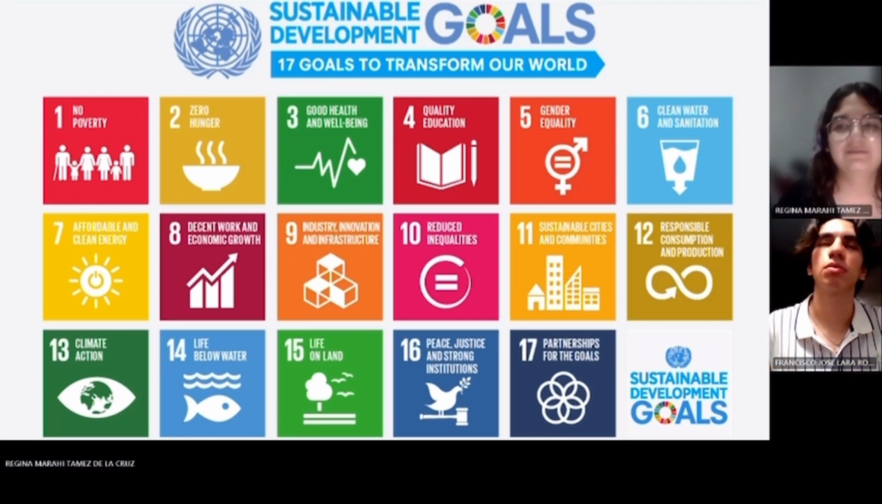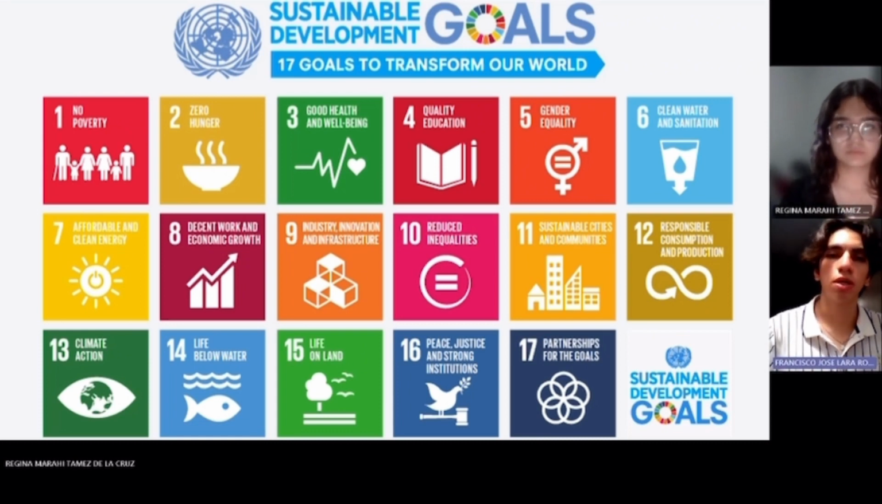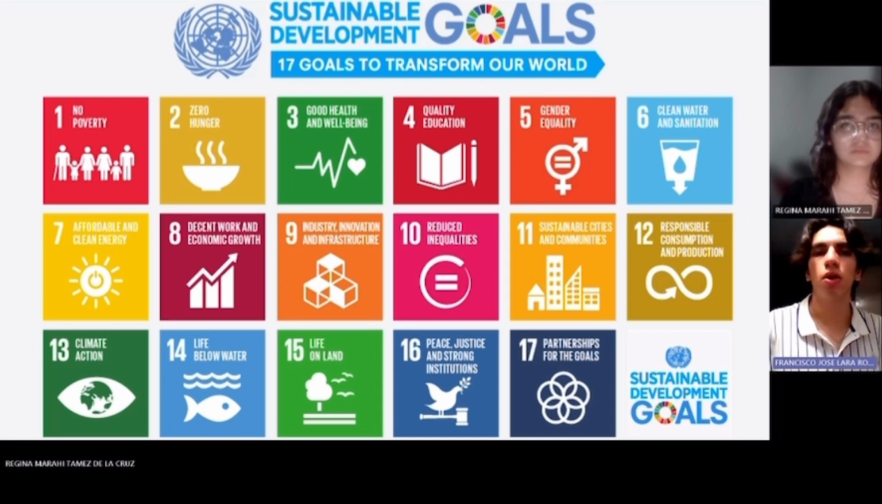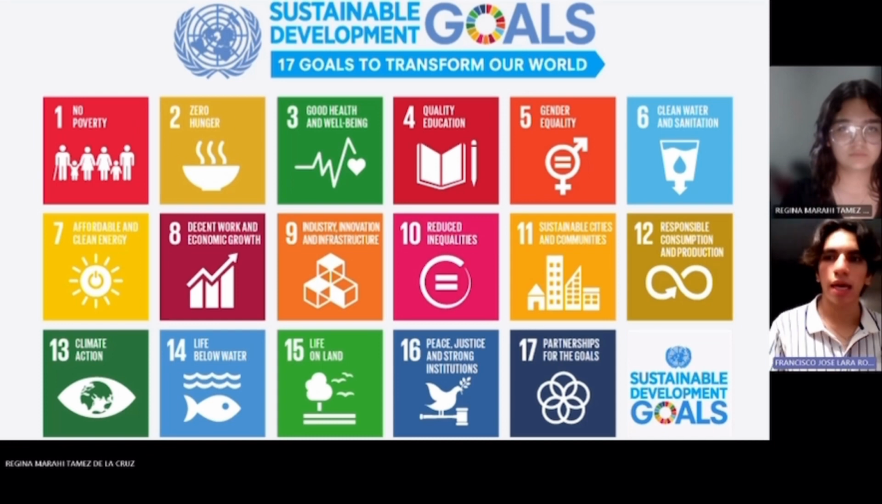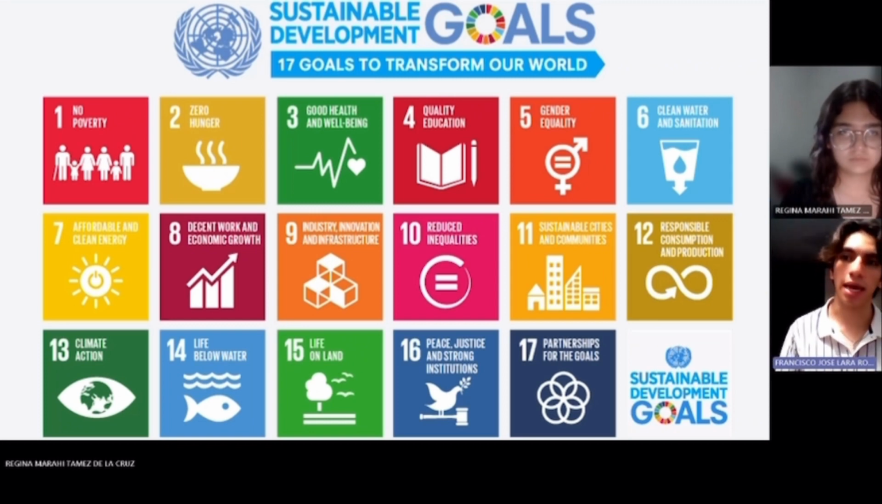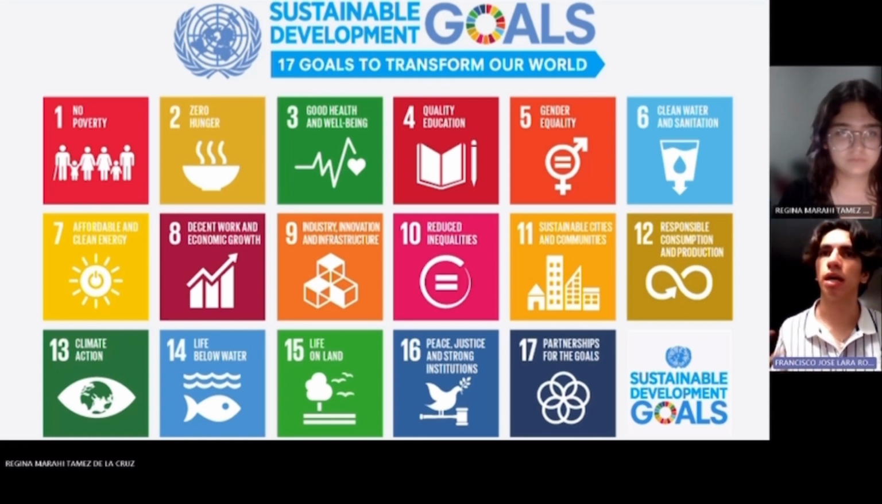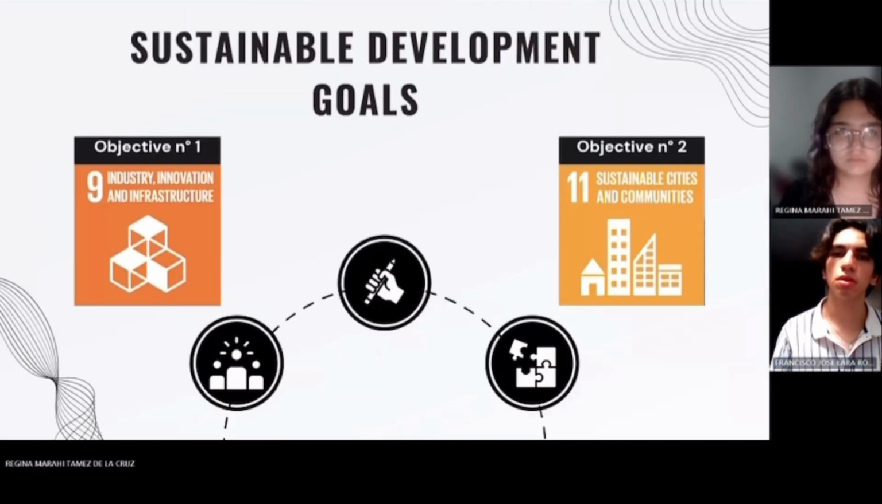Hi, as you may know, all of our projects are based on the goals of the United Nations. So we are looking for developing our society, specifically our city, Nuevo León, and we are focusing on two of these objectives. We are mainly focusing on mobility. Can you please go to the next slide?